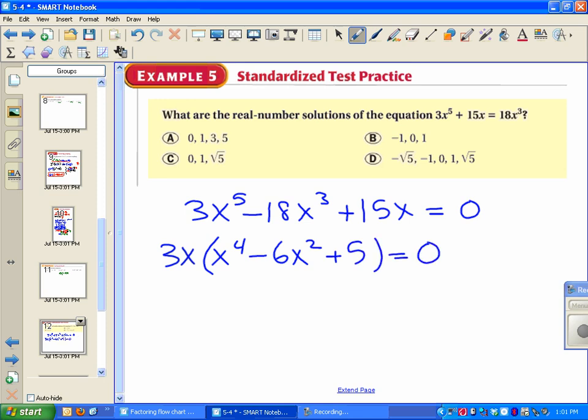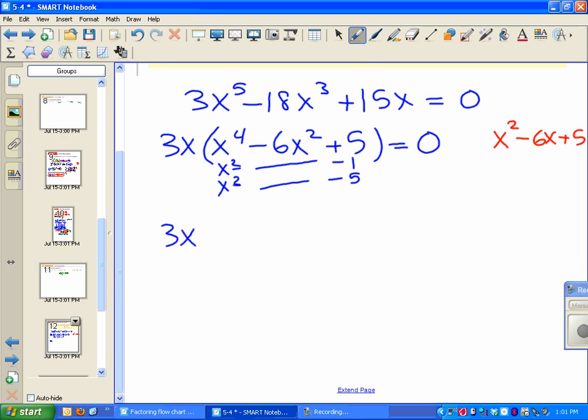All right, this is a 3-term, and it's the quadratic form. So please remember, it's just going to factor like x squared minus 6x plus 5. When we write down our factors, these stay as x squared; these have to be the same exponent. And then 1 and 5, and that's it. Since it's positive 5 and there's a negative in the middle, these both have to be negative, and that's the way it works. Right, so we have 3x times x squared minus 1 and x squared minus 5.